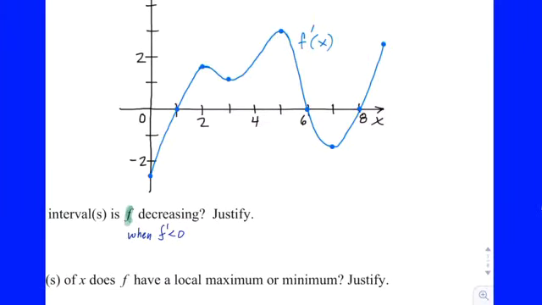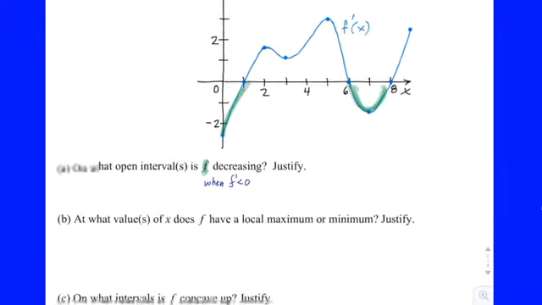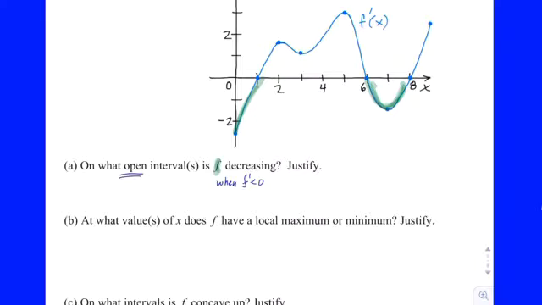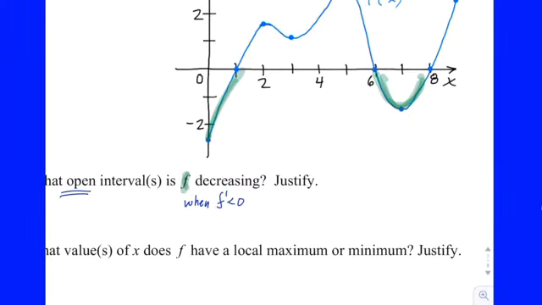So now we really want to look at something entirely different. We want to know where this graph is negative. Where is it below the x-axis? Okay, and it did say open intervals. So I'm going to say for 0 to 1, union 6 to 8.